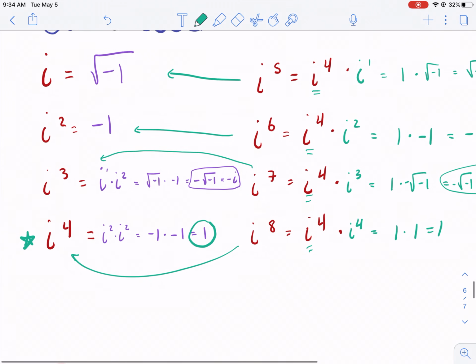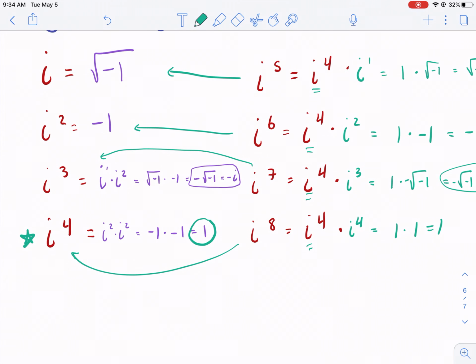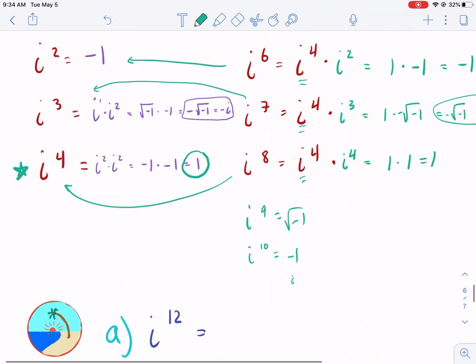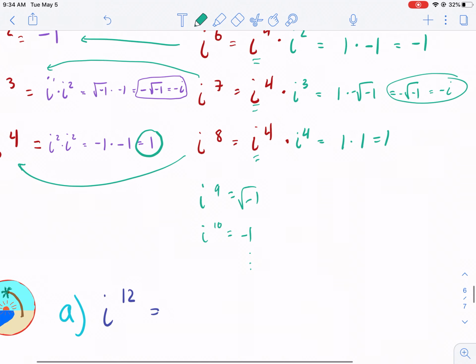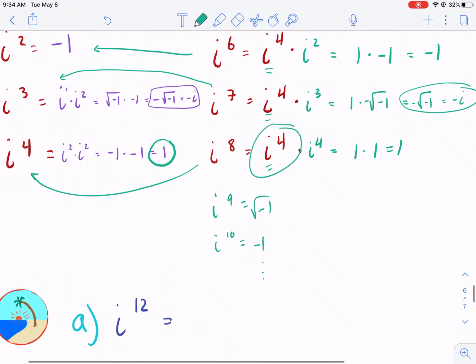Now, you're going to see that this same 4-sequence pattern is going to repeat over and over for all the powers of i. So i to the ninth is going to give you square root of -1. i to the 10th is going to give you -1, and so on and so forth. Okay, so that's the pattern there, and it just helps with some of these higher powers to use i to the fourth as your basis.